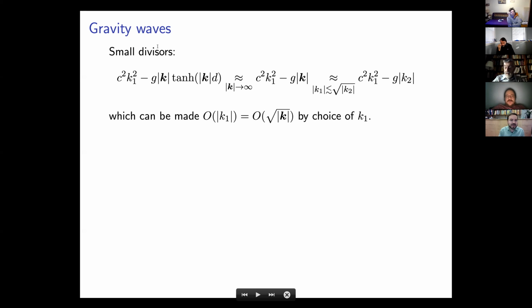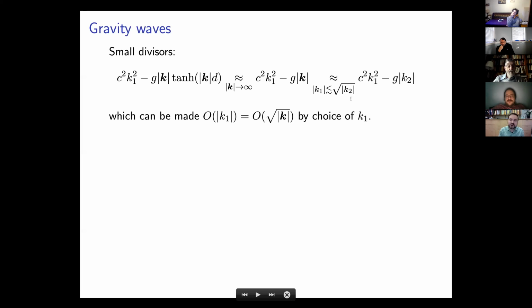The problem in 3 dimensions is that you run into small divisor problems. The problem, if you reduce to the boundary, is not elliptic, whereas it is if you include surface tension or if you're in 2 dimensions. You can see this by looking at what I had in the dispersion relation, but now I've removed the surface tension term. For large K, you can essentially ignore this hyperbolic tangent, and then you get something looking like this.